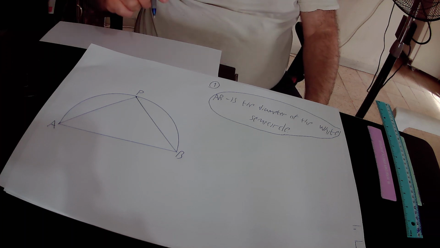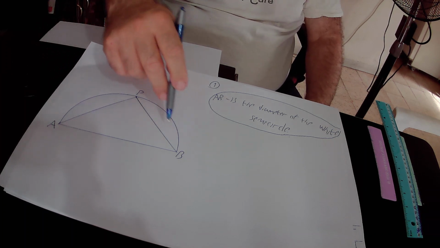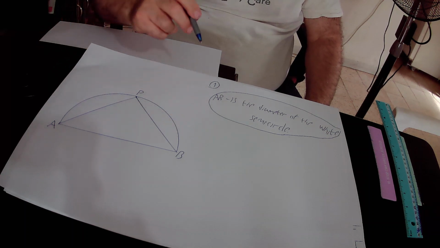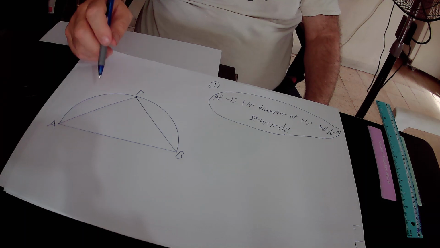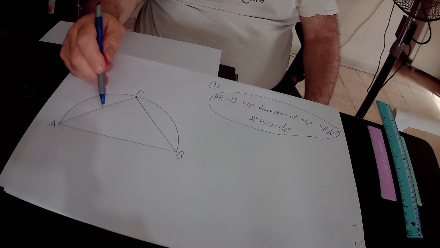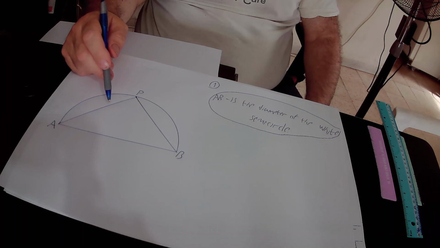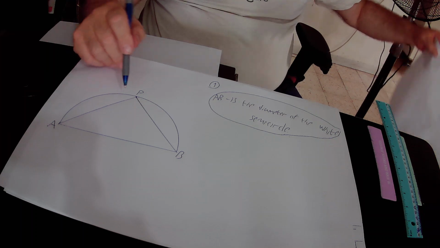By joining points P and B together by a straight line, we create the peripheral angle APB. This is peripheral angle APB, and it is subtended on AB, that is the diameter of this white semicircle, and therefore we can implement rule 7 here. I'll repeat quickly rule 7.